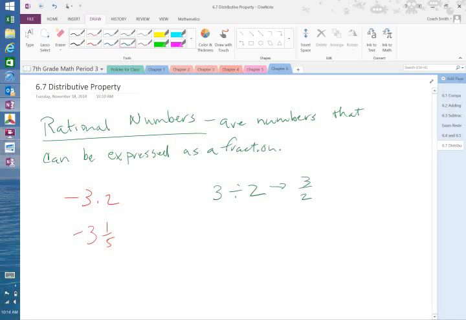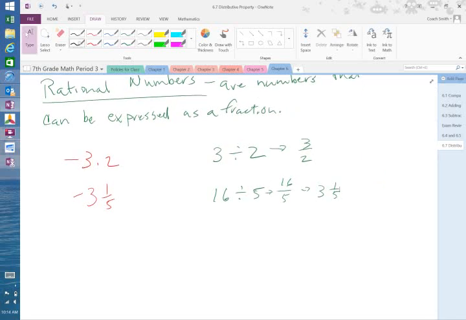3 1/5 as a division problem would be 16 divided by 5, because 16 divided by 5 is 16 over 5, which is 3 1/5. So either way, they mean the same thing. I just use the word fraction because it's easier to tell whether or not a number can be expressed as a fraction.